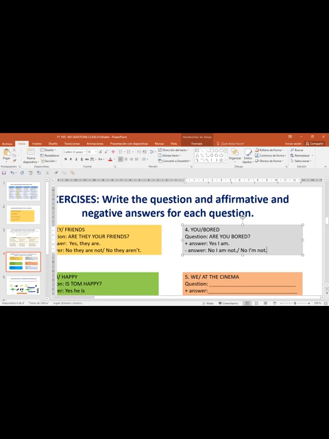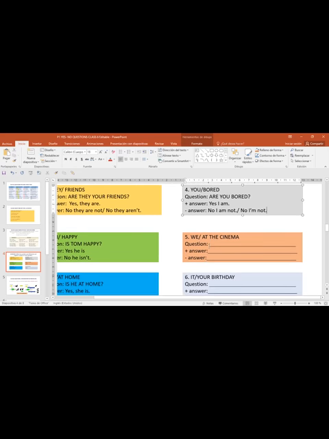What about number five? Volunteer for number five? We at the cinema. How would be the question? Are we at the cinema? Okay. Are we at the cinema? Yes, okay. We are. Yes, we are. Just let me erase this. Okay. And what about the negative? No, we aren't. Okay. No, we aren't. Excellent.